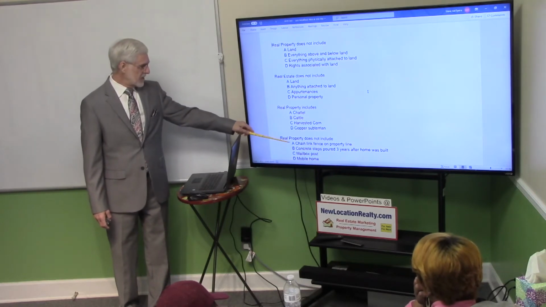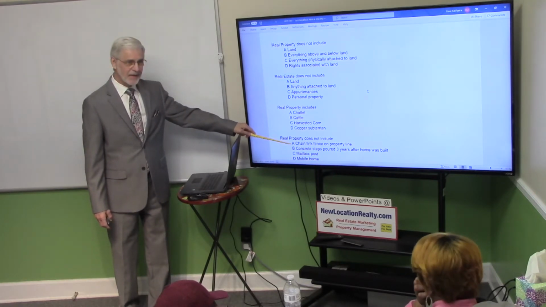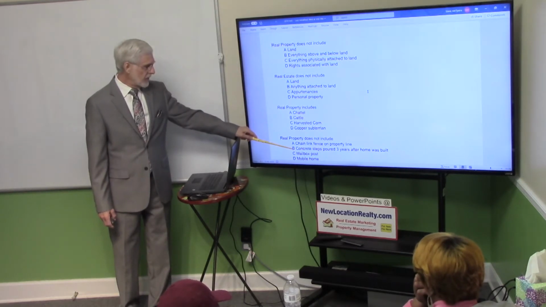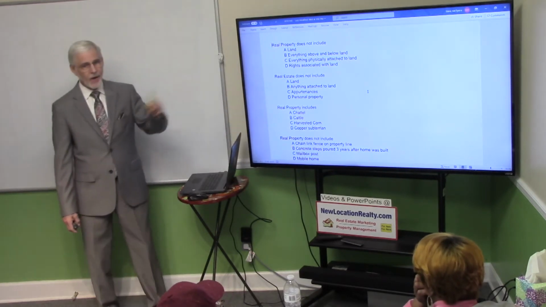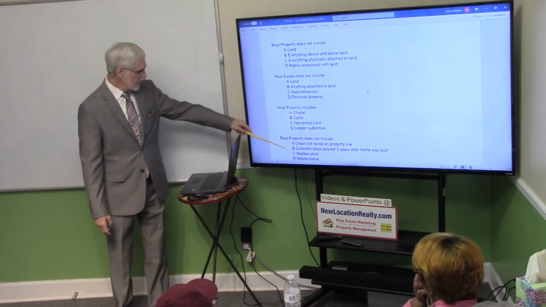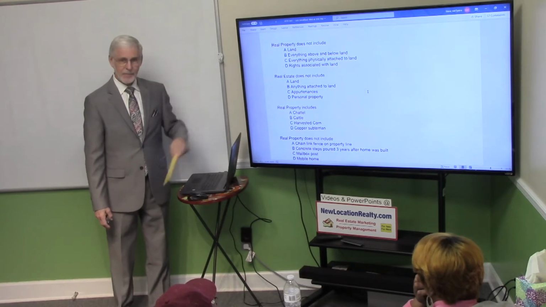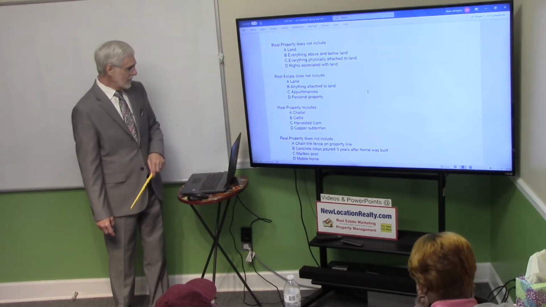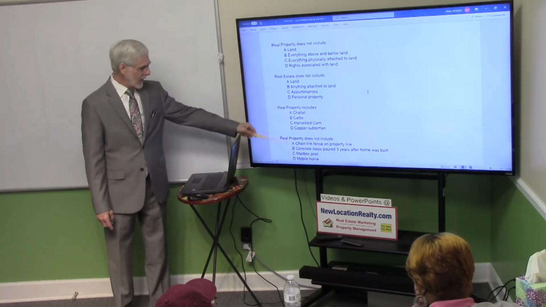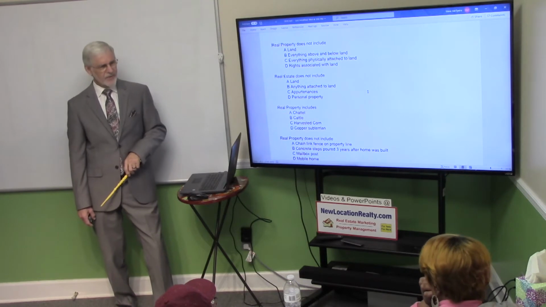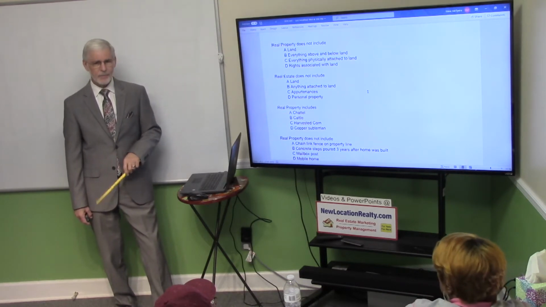The chain link fence on the property line, that's real, it's attached. The concrete steps, even though they were poured three years after the home was built, are still attached. The mailbox post, I'm pretty sure that's real property, attached. So the mobile home is not real estate. It's personal property.